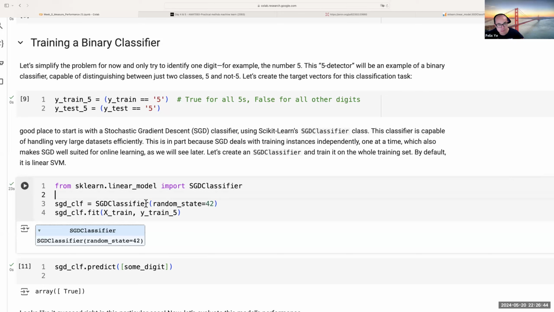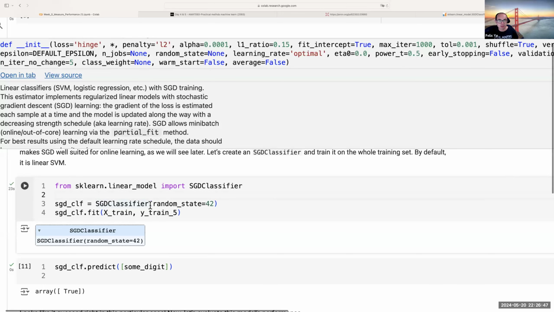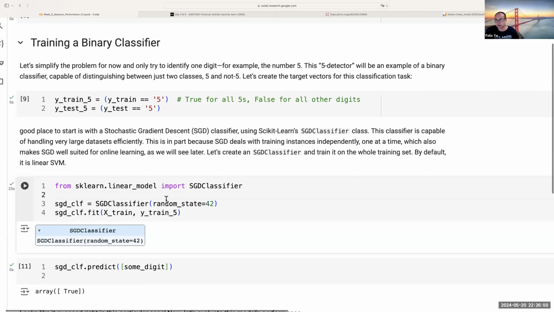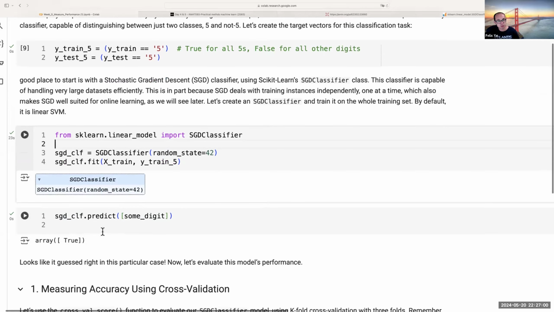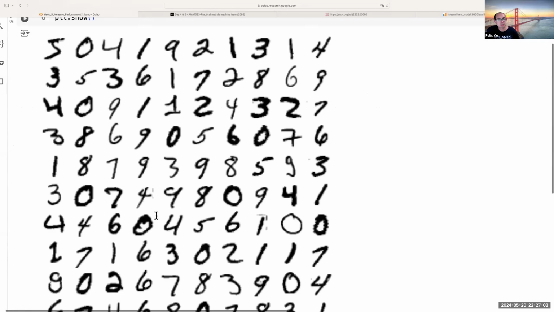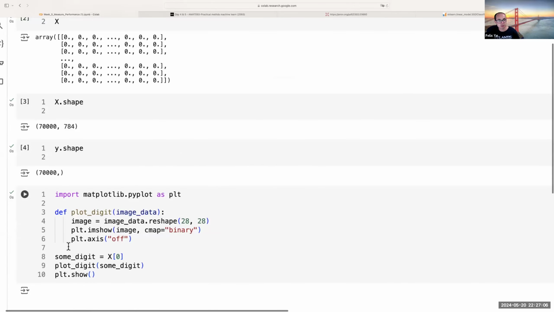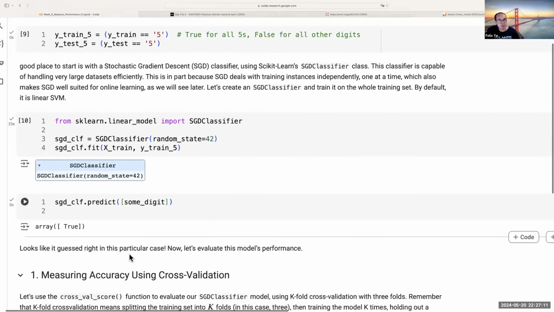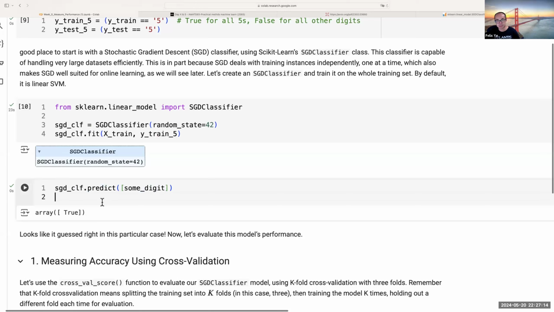If you run this SGD classifier, the random state is just to fix the random seed so that it can reproduce the result easily. You do this simple fit, and then you do the prediction. Take some digit that we already used, the first data point here. The output is True, which means it predicts this to be a 5, which is good. That's exactly what we expected.